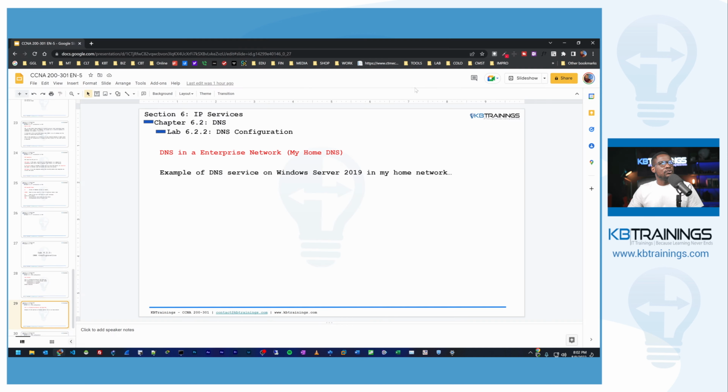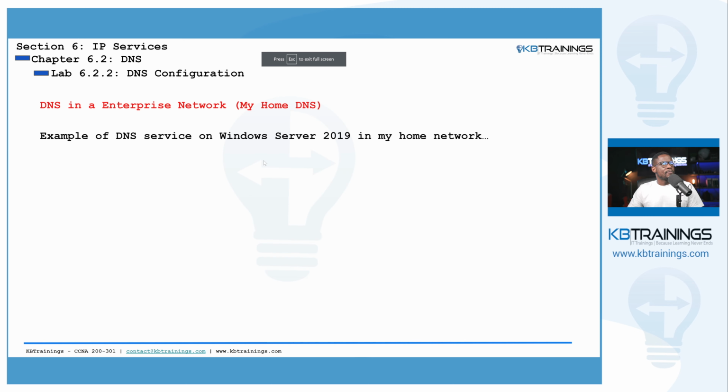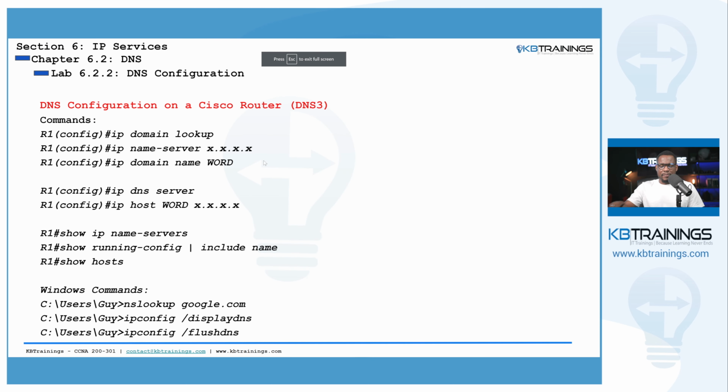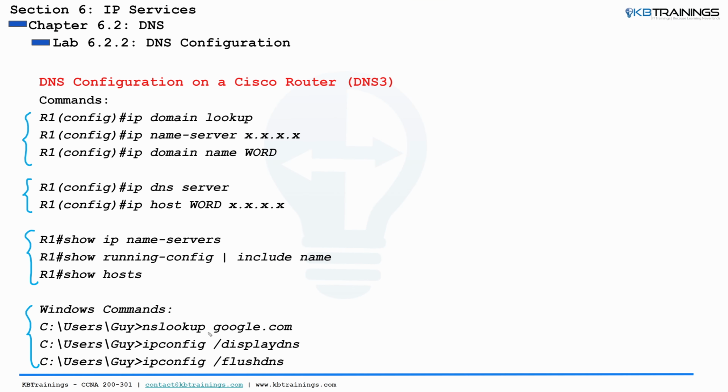Before that, let me show you some commands that we're going to use. So these are a few of the commands that we're going to use today. From here, these are mostly for DNS clients, and these are for DNS server, and this is for verification. And these are the Windows commands that I showed you, like nslookup, ipconfig /displaydns, or ipconfig /flushdns.